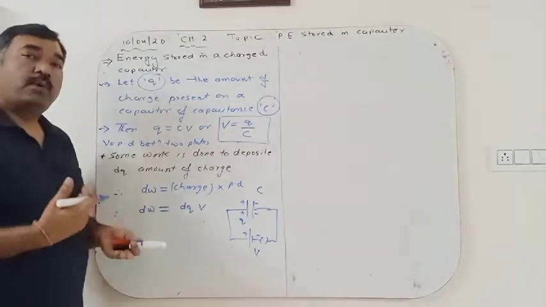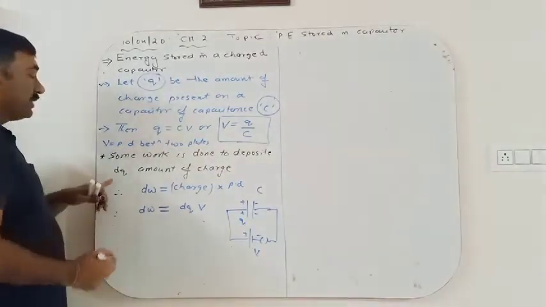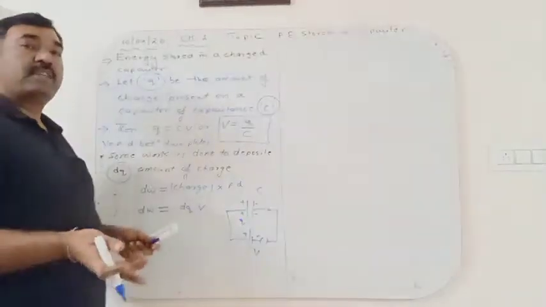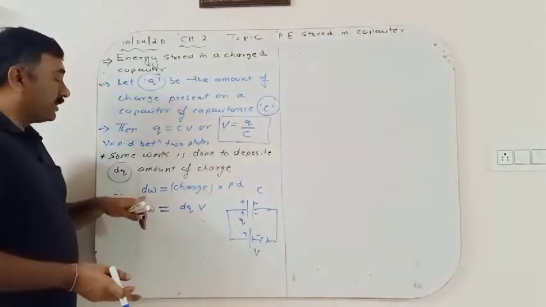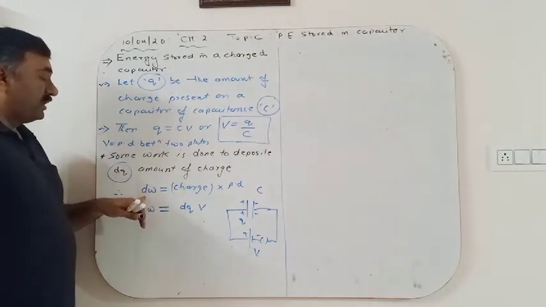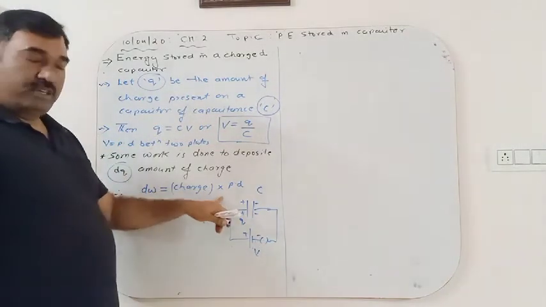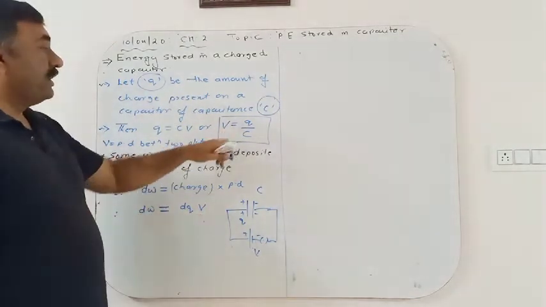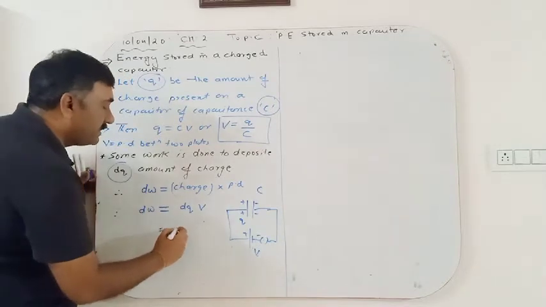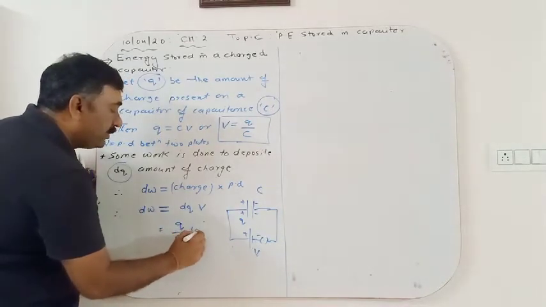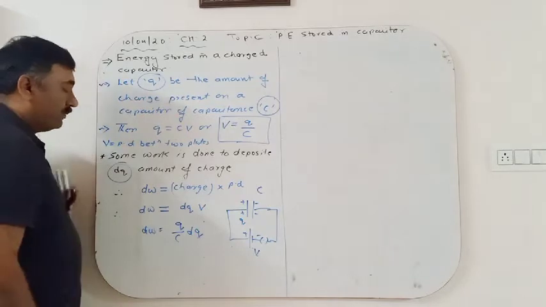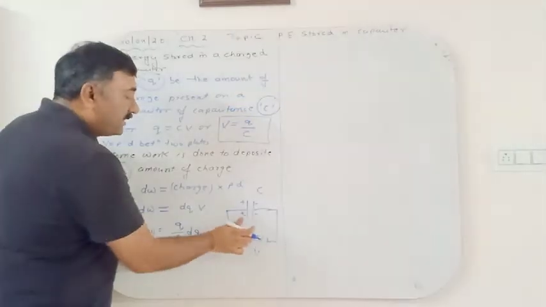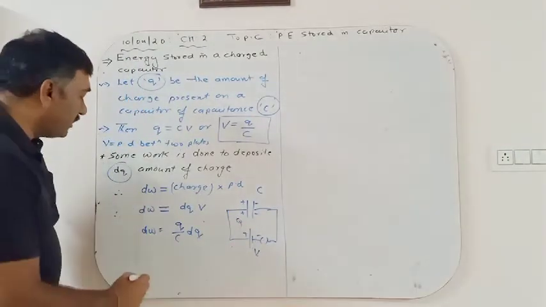Okay, and if you want to deposit some charge, you have to do some work. If dq is the amount of charge to be deposited on the capacitor, what is the formula for work done? For a small charge, small work done dw is equal to charge multiplied by potential difference. So the charge is dq, and the potential difference is V. What is the value of V? We can write V is equal to Q by C, so dw is equal to Q by C into dq. This is dw, the small work done, and suppose you want to fill the capacitor with the charge Q, then you have to calculate the total work done.